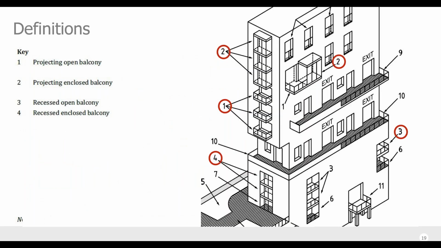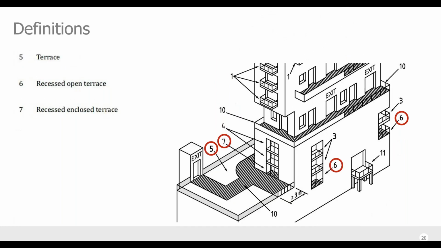types of entity, which are the projecting open balcony, the projecting enclosed balcony, the recessed open balcony, and the recessed enclosed balcony, illustrated there for clarity. The next slide has the next three, which are terrace, recessed open terrace, and recessed enclosed terrace.